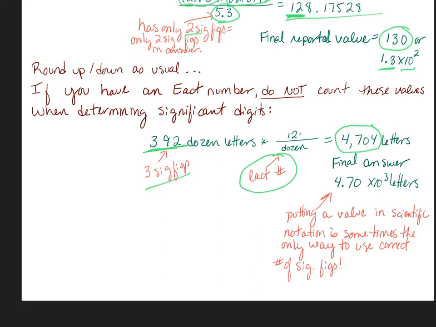So wait a second. If I do that, that should be 4,700. I can't actually write that because that's only 2 significant figures, and I need to determine something that's 3 significant figures. In this case, you really need to report things in scientific notation, because that's the only way to show that I've got 3 significant figures and that 0 counts, but the other 0 does not. Right? So one of those zeros counts and the other one does not. So that's sometimes the only way to show that.